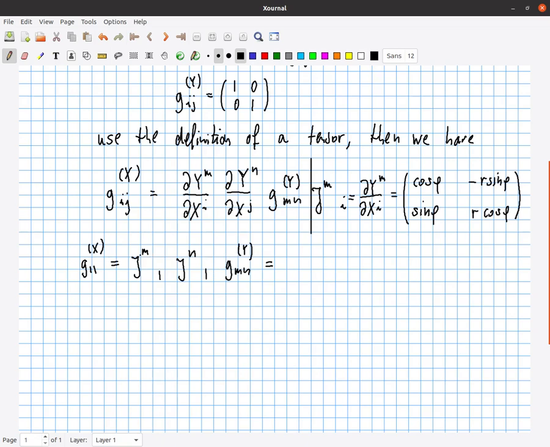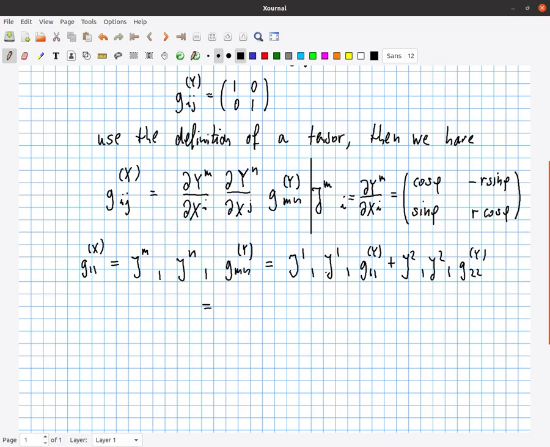So here we have a summation over all possible index values m and n. So these are 4 terms, 1, 1, 1, 2, 2, 1, 2, 2. Looking at the components of G, the off-diagonal components are both 0, which means this sum, which contains 4 terms, will have 2 vanishing terms. So the 2 non-vanishing terms are J11, J11, G11 in the y coordinates, plus the term 2, 2. So J21, J21, G22 in the y coordinates.